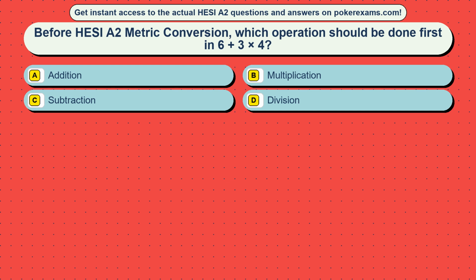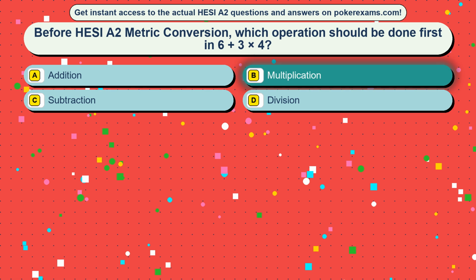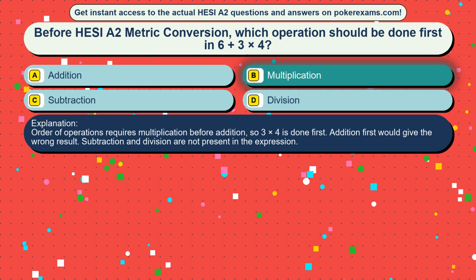Question 5. Before HESI A2 metric conversion, which operation should be done first in 6+3=4? Option A, addition. Option B, multiplication. Option C, subtraction. Option D, division. The correct answer is option B, multiplication. Order of operations requires multiplication before addition, so 3/4 is done first. Addition first would give the wrong result. Subtraction and division are not present in the expression.